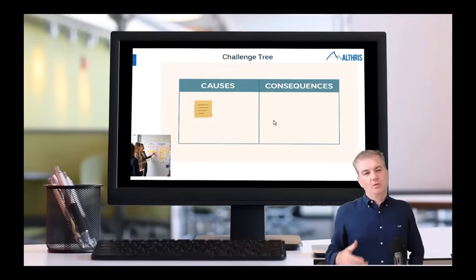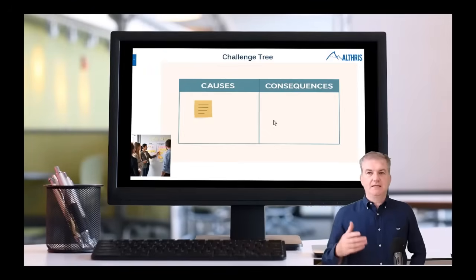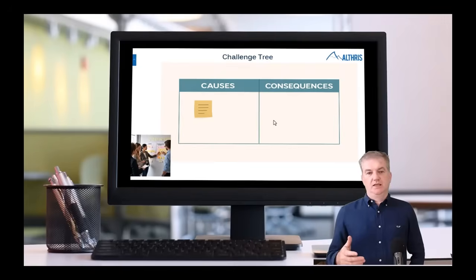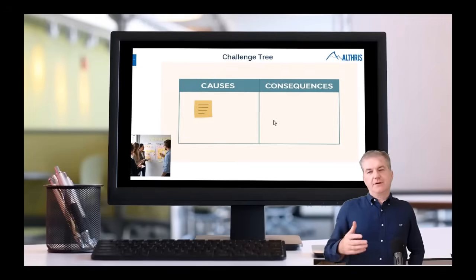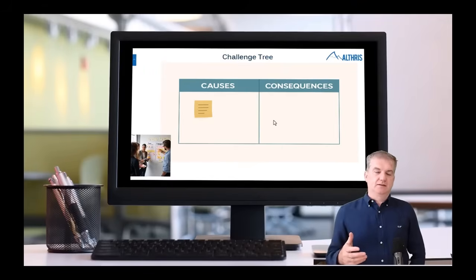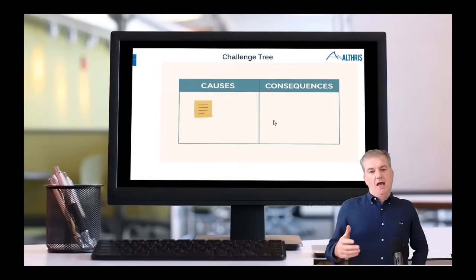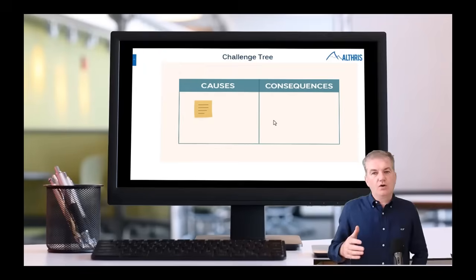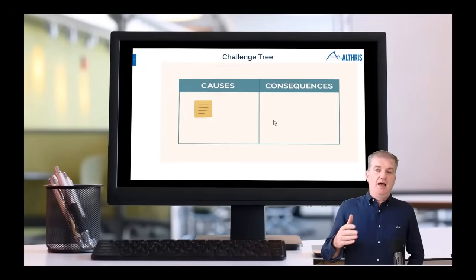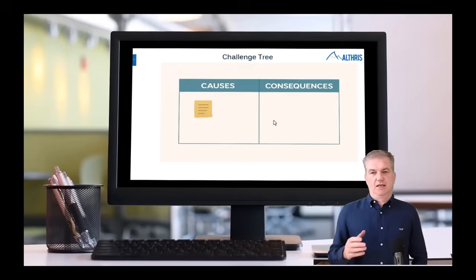I want to talk about one of the early techniques that we use in design thinking. Very early on, we use this little technique, the challenge tree. What we want to do with the challenge tree is get everybody to look at the challenge and understand what the causes of the challenge are and what the consequences of the challenge are.